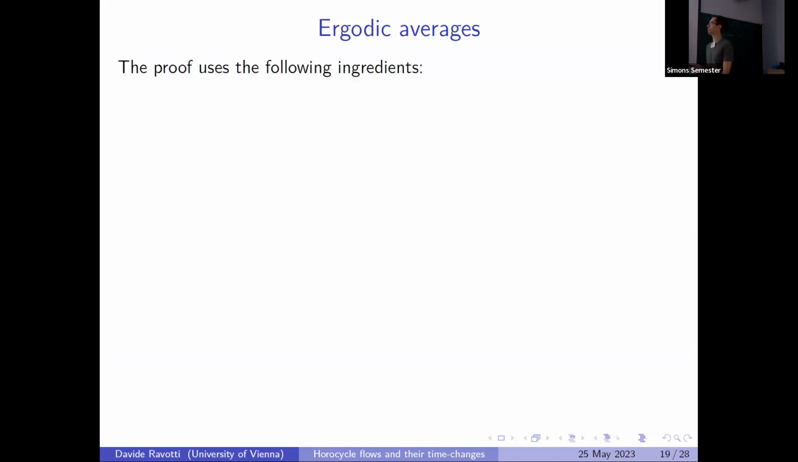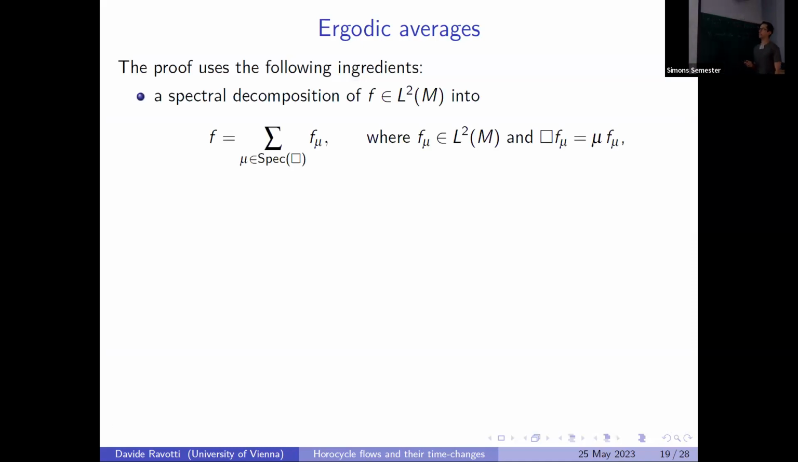So the proof uses the following ingredients. You take any L2 function, and what turns out to be from some general results on representation theory is that you can write it as a sum of functions f_mu, where mu is parameterized by the eigenvalues of the Casimir operator, where all these functions are in L2 and they are eigenfunctions for the Casimir operator. So you see where we are going. You take any L2 function, we can split it into an infinite sum of eigenfunctions of the Casimir operator. So we want to apply what we proved for eigenfunctions of the Casimir operator.